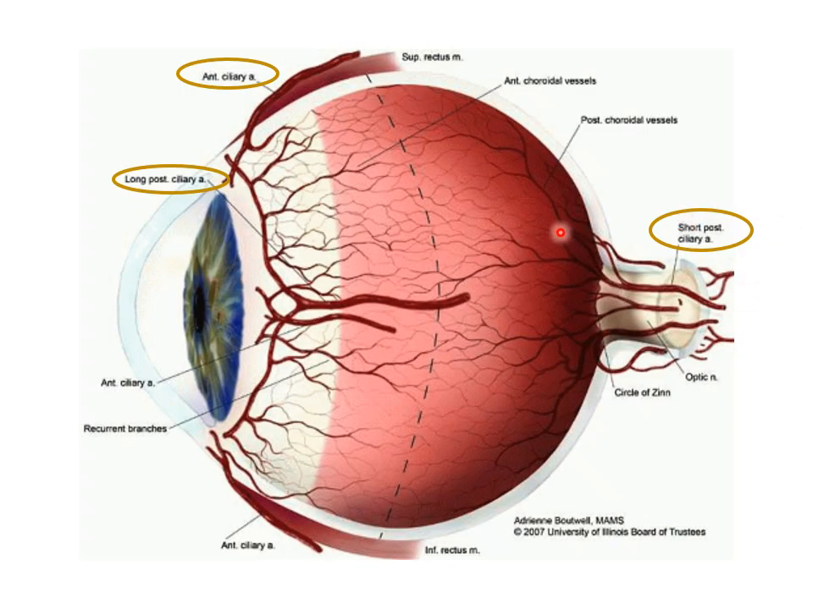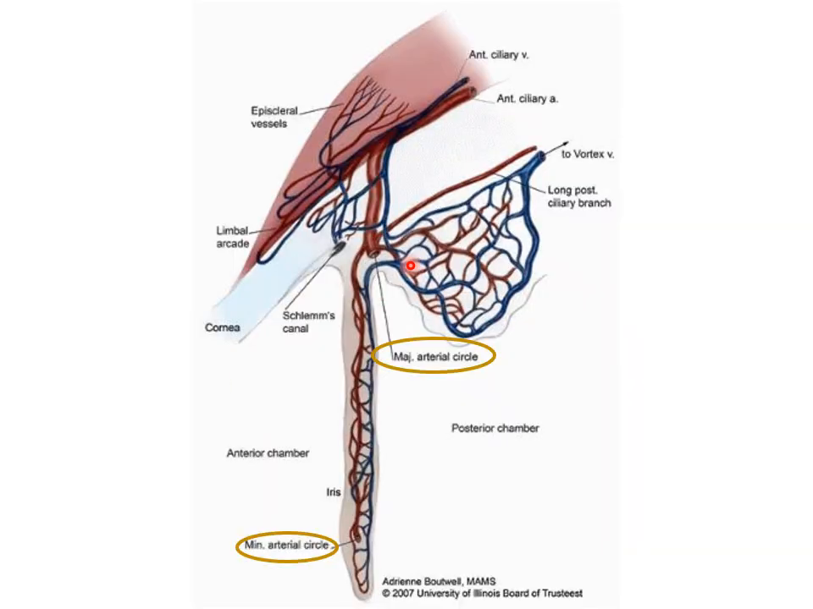So this is the short posterior ciliary arteries at the back, long posterior ciliary arteries which have traveled forwards. Here, this one's the long posterior ciliary artery traveled forward, anastomosing with the anterior ciliary artery, which is coming from the muscular artery on the muscle over here at the root of the iris. So anterior ciliary artery, long posterior ciliary arteries at the root of the iris forming the major arterial circle over here.